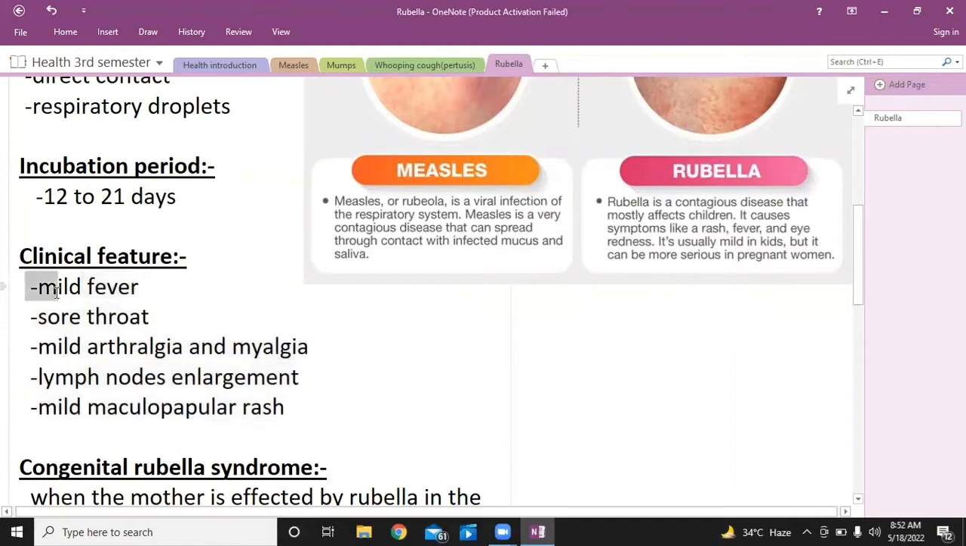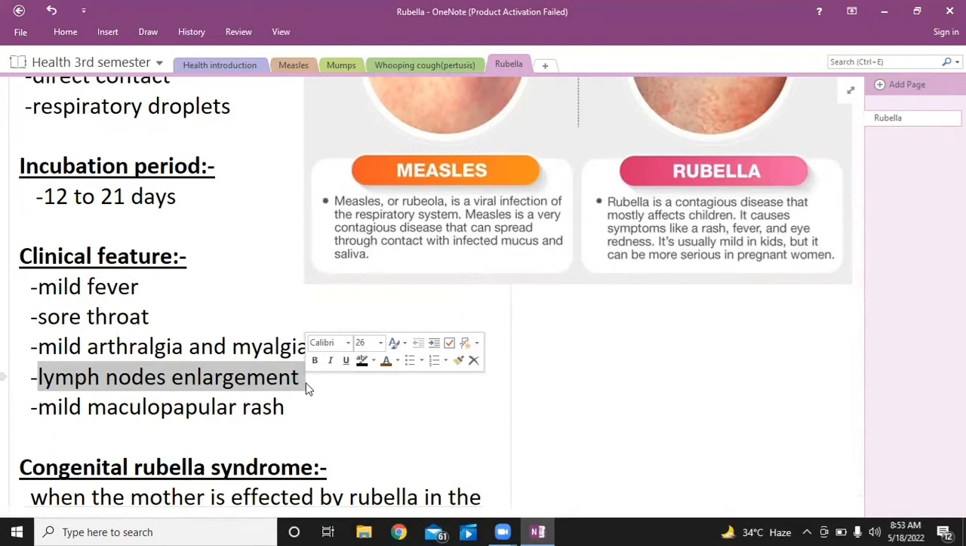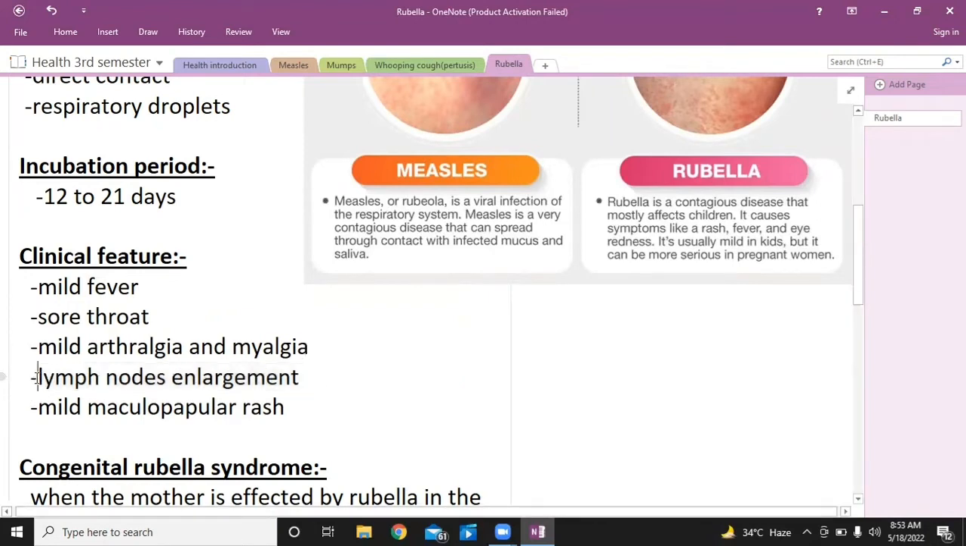It is very mild. The fever will be mild, the sore throat will also be mild, and there will be mild arthralgia and myalgia. Arthralgia is pain in the joints, and myalgia is pain in the muscles. And there will be lymph node enlargement. Lymph nodes are present all over the body, and they are used to drain excess water from the body. When they are infected, the lymph nodes will get enlarged.